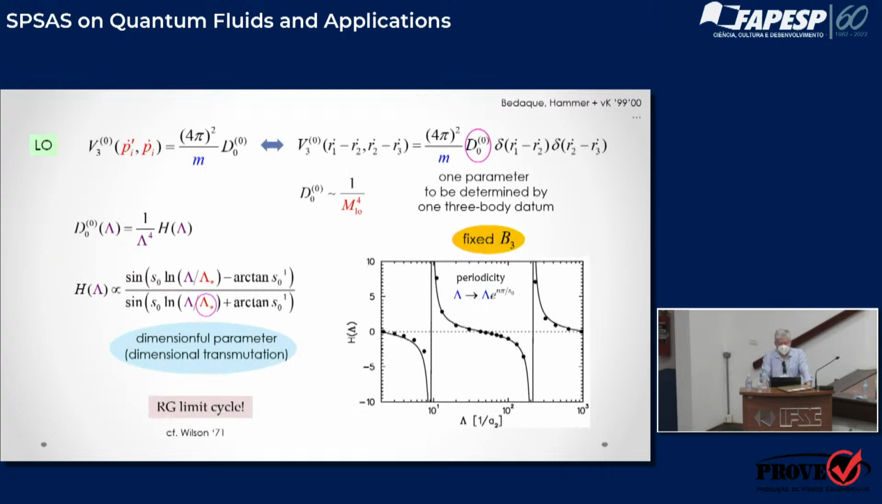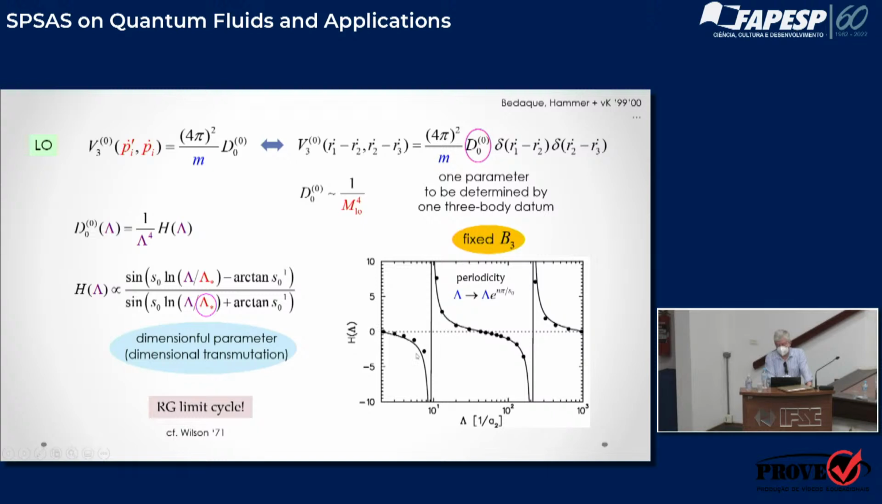Now, to something that's a bit more interesting, in my opinion. Let's go back to leading order. We have this three-body force, so this one parameter. One can actually have an approximate form for this three-body force, an approximate form for that H that appears in the equation. I'm not going to derive it here, but it's quite a neat form. And it's quite insightful because it's a ratio of sines of s0 log of the cutoff over lambda star. So that's what the coefficient of the three-body force is. Lambda star, of course, is this dimensionful parameter.